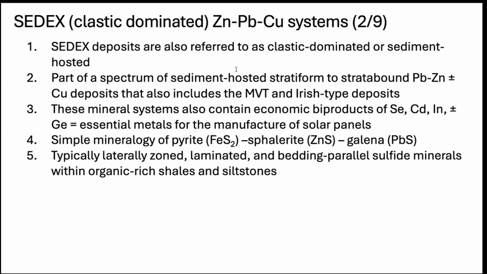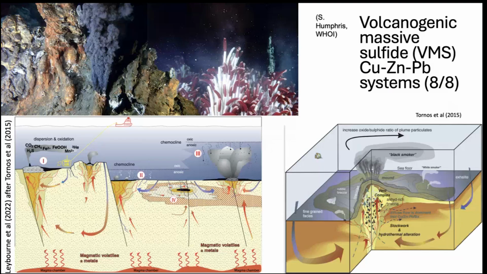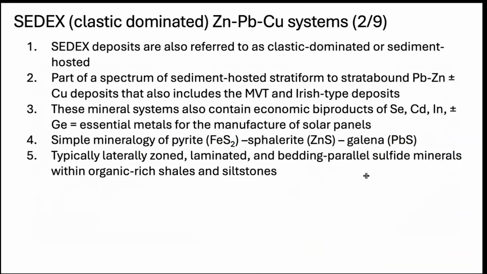So VMS deposits, let's go back to here. Fundamentally, what happens in VMS is we have these chimneys at the seafloor venting hot fluids that interact with seawater, and we get these chimneys, which are formed of massive sulfide minerals, things like chalcopyrite and sphalerite and pyrite. They then fall and coalesce to form these mounds on the seafloor. VMS deposits are fundamentally linked to volcanic rocks. SEDEX deposits were originally thought to be similar kinds of systems that vented at the seafloor, but in a sedimentary basin rather than a volcanic basin.